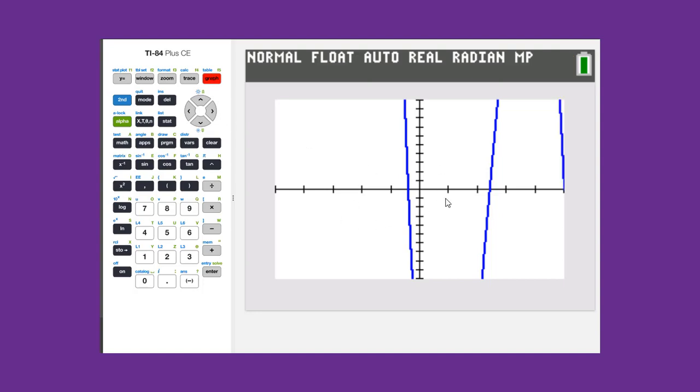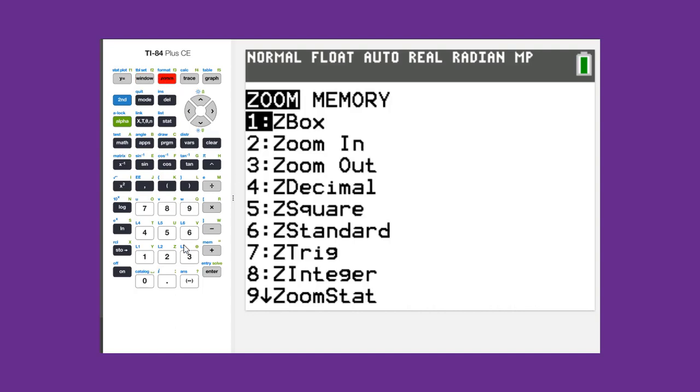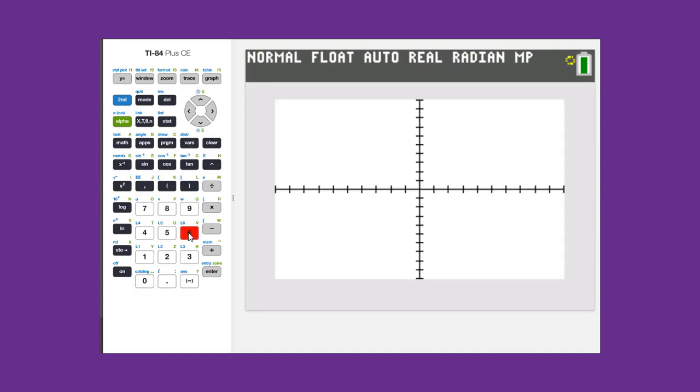You could see this window is too small for the graph. Check the window part. X minimum is negative 5. Here's 5. Then here's 1. Then Y is like this. Let's go to zoom 6, changing to standard window. See how it's going.